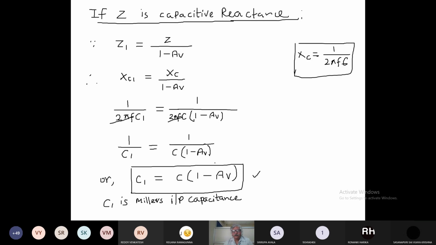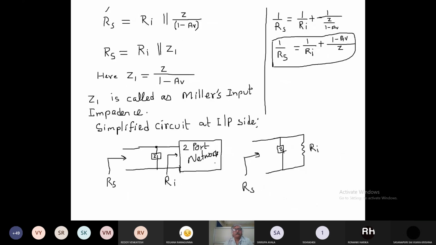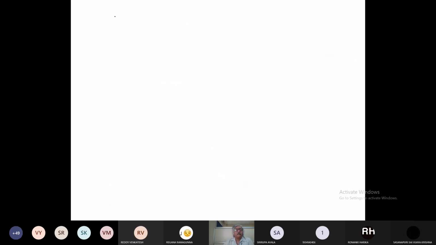Now what we have done, at the input section we have connected now one impedance, that is Z1, right? And that is in parallel now. And if something is in parallel, whether it is resistance or capacitance, then you can analyze the things simply by using the parallel and series combination of resistances or reactances, right?